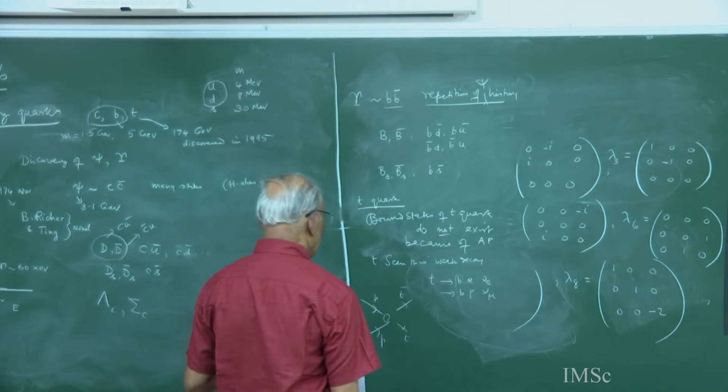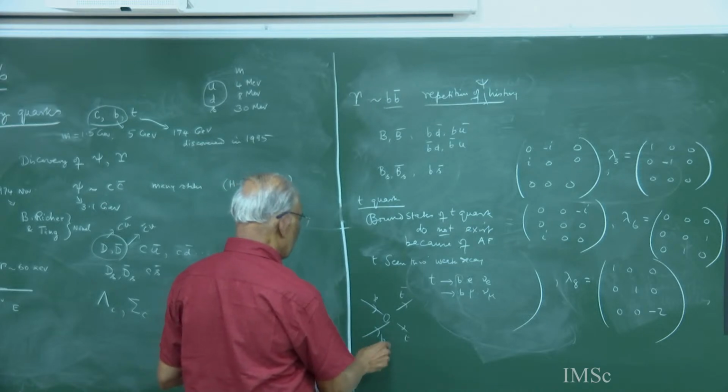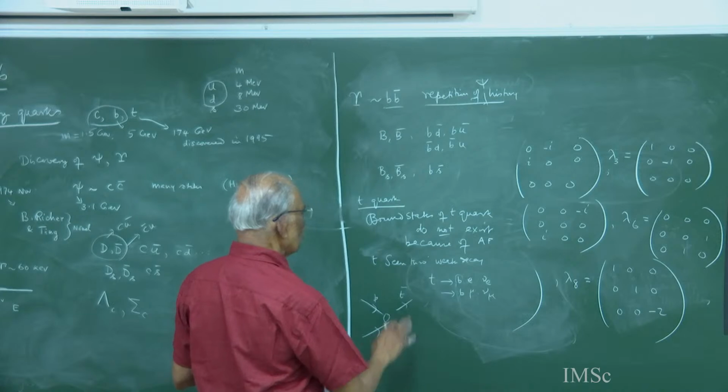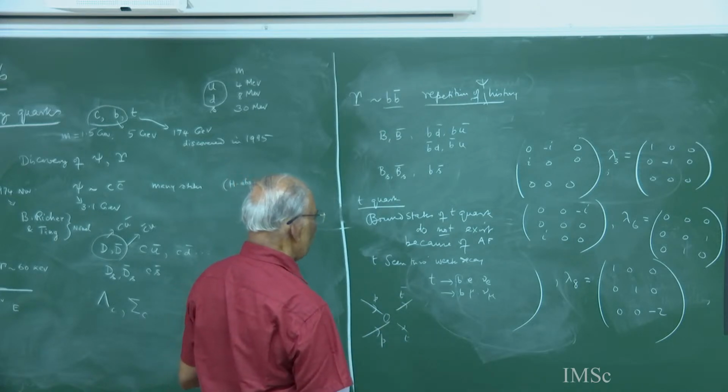proton-proton machine. Tevatron, 1 TeV proton and 1 TeV proton. It existed in Fermilab for a long time, and its major discovery was this top quark discovery.